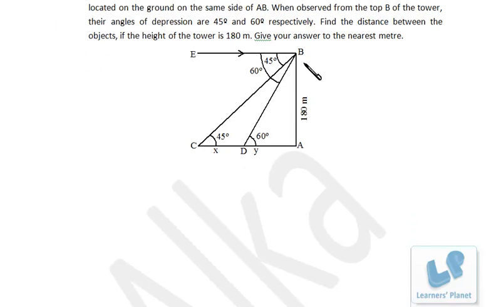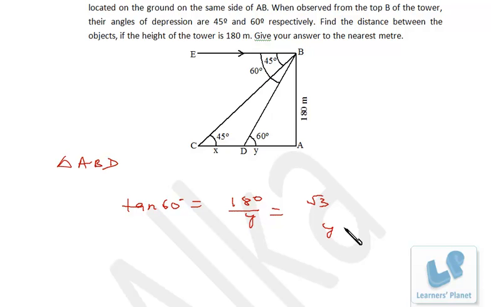Now initially we'll consider the triangle ABD. Now this line is parallel to this line. That means this angle is 60 degree, because this angle is 60 degree, this has 45 degree, so this will also be 45 degree, right? So I consider triangle ABD, right? So relationship between this and this is given by tan theta. Here theta is 60 degree. So tan 60 degree is equal to 180 by y, and tan 60 degree is what? Root 3. So y is equal to 180 upon root 3.